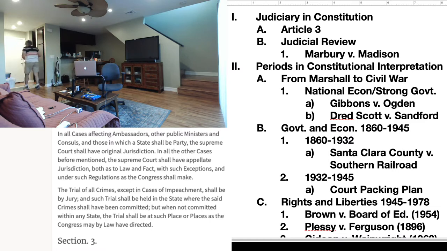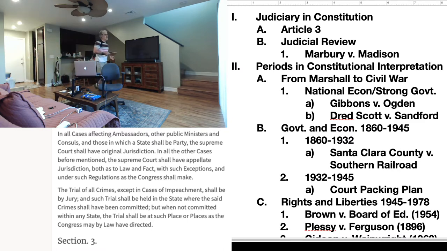So, let's take a hypothetical example. Let's say the state of Arizona sued the state of California over the water of the Colorado River, right? Over the waters of rivers. This case will immediately go to the federal Supreme Court. Okay?